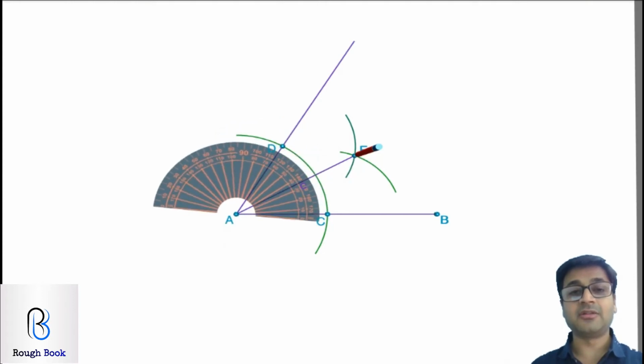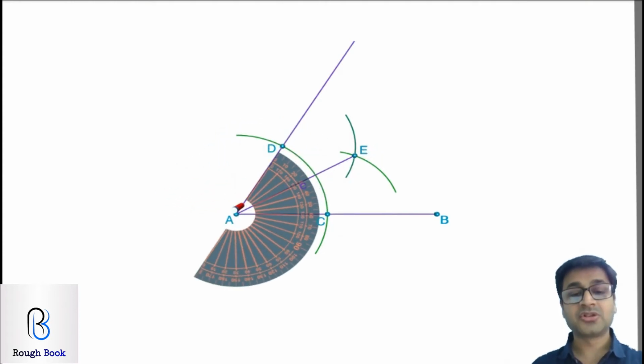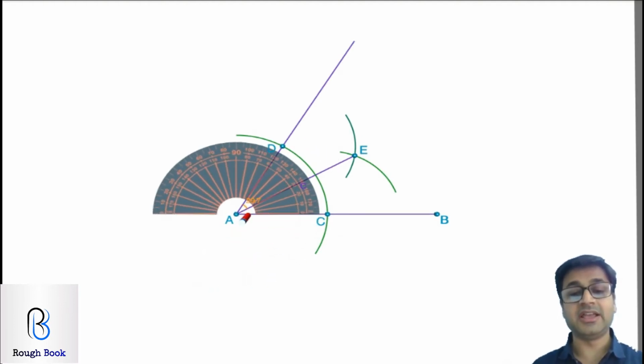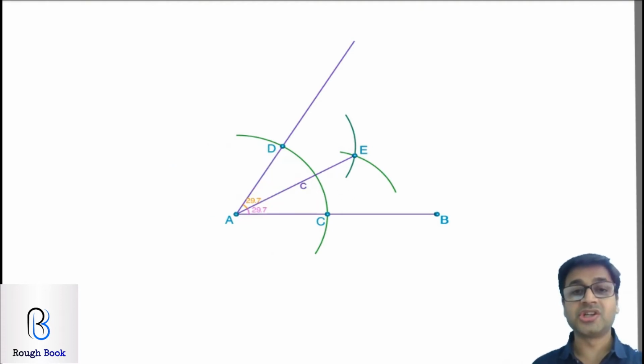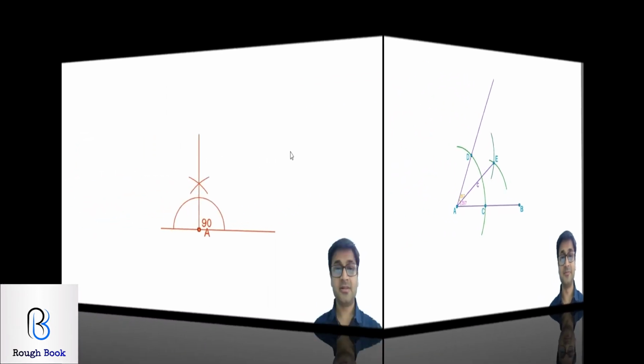Let's see if the angle bisector measurements are correct. So the first angle, that is DAE, is 30 degrees. Let's look at the second angle, that is EAB, also 30 degrees. So what we have generated now is the angle bisector. I hope you get it now, how to draw the angle bisector.